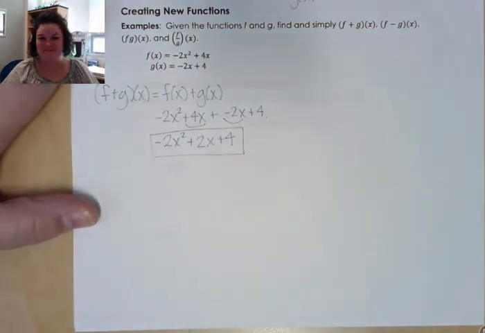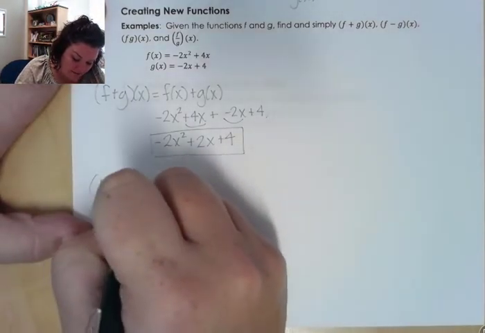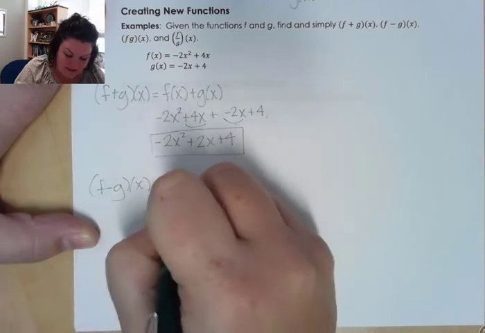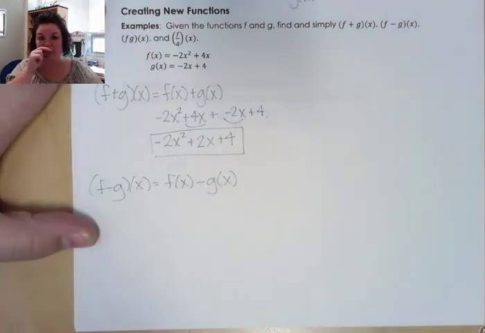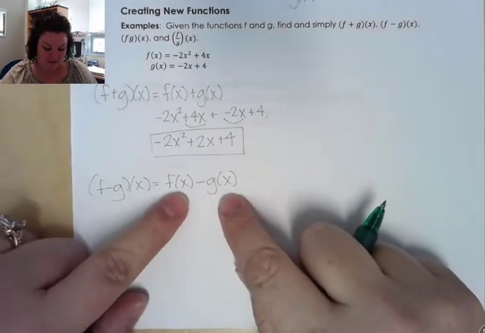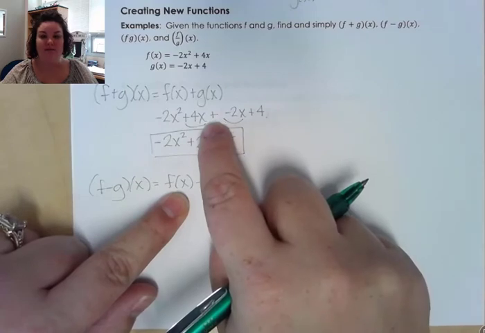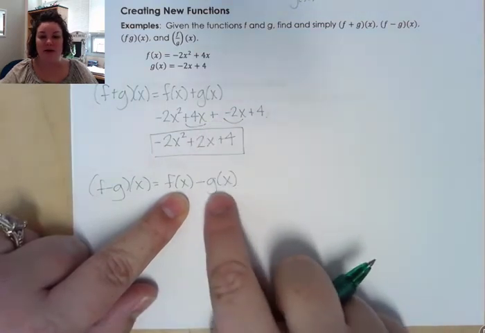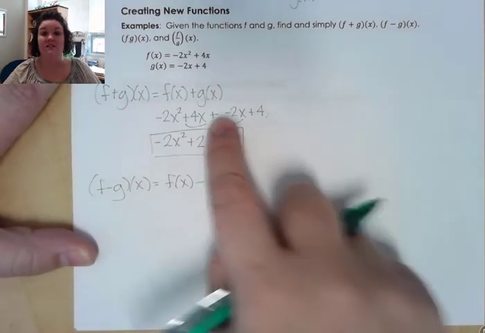Okay, not too bad. So let's look at our subtraction function, which is f minus g of x. So that means we're going to be taking our f of x function and subtracting our g of x function. So this is going to look very similar to what we just did up here, right? Except instead of a plus, we're going to have a minus there. So when we have a minus, we do need to use parentheses so that we can make sure that minus gets distributed.